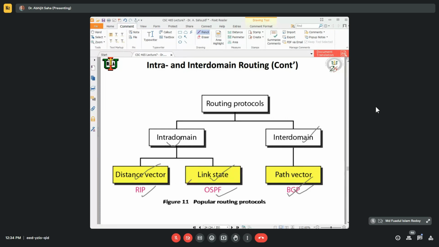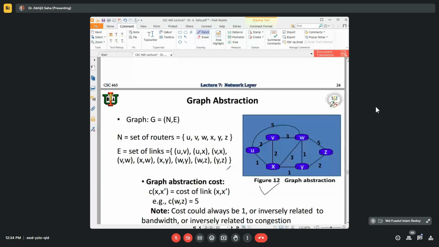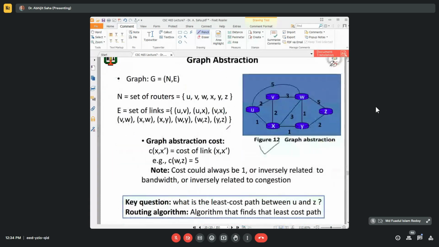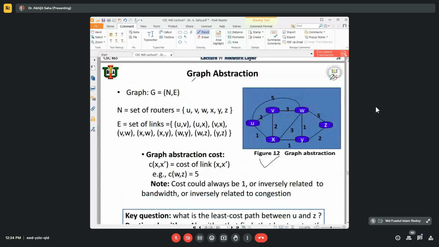In this lecture, from the distance vector we are studying the Bellman-Ford equation, the Bellman-Ford algorithm, which is actually used by RIP. And for the link state routing protocol, we are going to study the Dijkstra algorithm, which is used by OSPF.